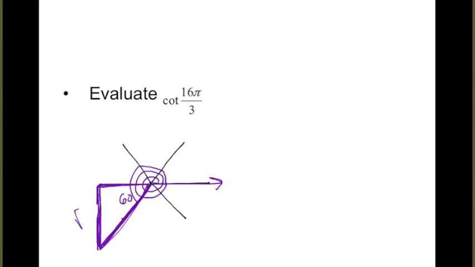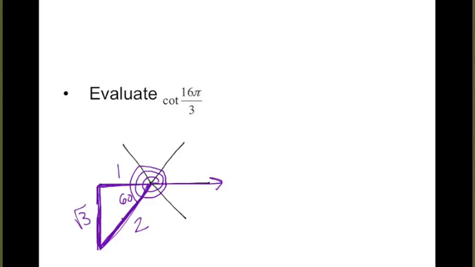Across from the 60 is a square root of 3. Across from the 30 is a 1, and the hypotenuse is 2. Be careful with that square root of 3 and 2. A lot of students get those backwards. For some reason, students want the hypotenuse to be the messy side always, but the hypotenuse is 2 here.